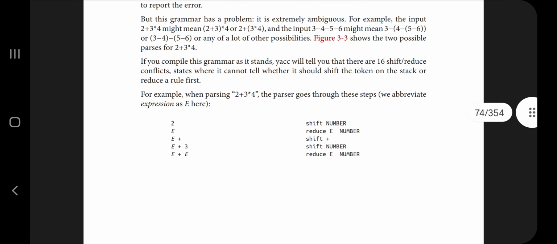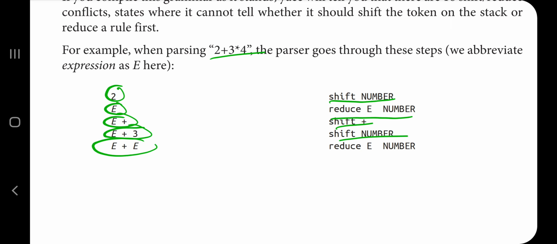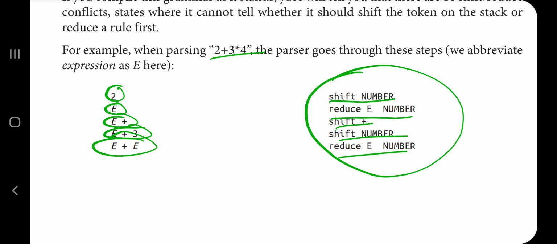Okay, so what's happening here is 2 plus 3 into 4. So 2 will come, shift number, E, change it to expression, E plus, shift plus, then add number, means shift number, then change the number to expression. This is known as shift reduce.